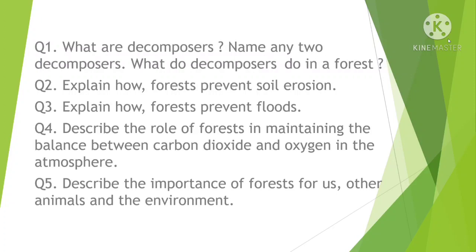Now the canopy of the trees, or the canopy of the forest, and the many layers of vegetation that are found in the forest also decrease the effect of heavy rains on the soil, due to which the soil does not become loose, and hence they also prevent the soil erosion.